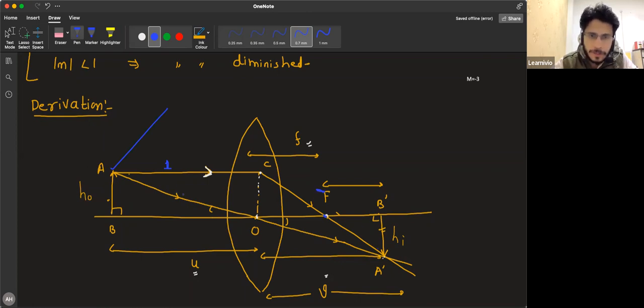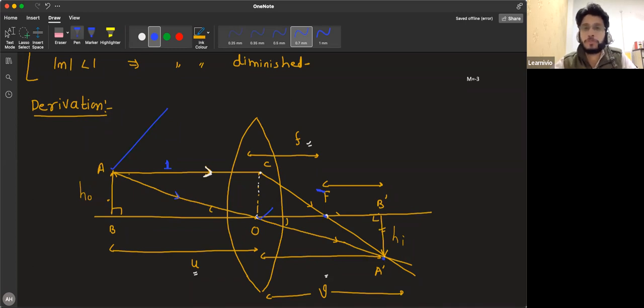Another ray, the second ray, is going through the optical center O here. The ray passing through the optical center will not refract, it will go straight. So both the rays will meet here. The rays are actually meeting over this point. So this is your image.